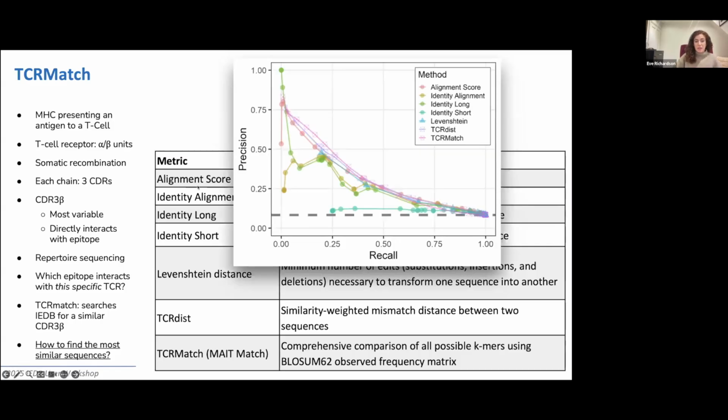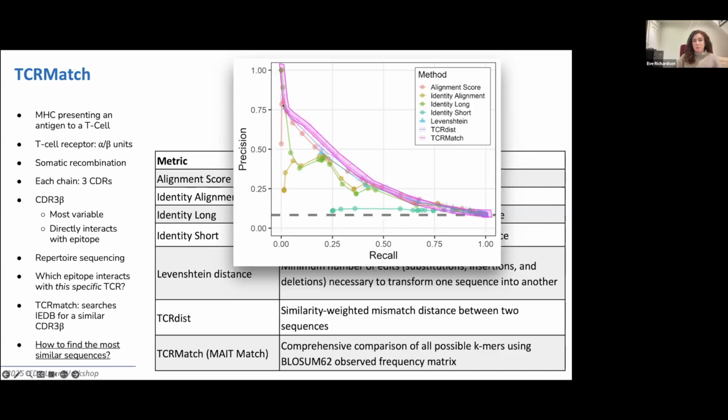So in the TCRMatch paper, these values were calculated at a range of thresholds for all of these different metrics: the alignment score, identity, the Levenshtein edit distance, and then we have our method, TCRMatch, and then there's this additional method, TCRdist, which has since been updated, actually. It's a conceptually similar thing of having some weighted mismatch distance between the two sequences that extends beyond identity alone.